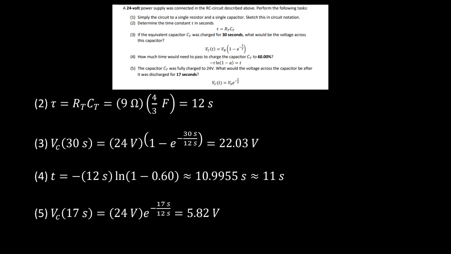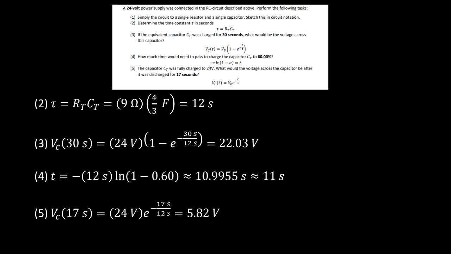VC, or the voltage drop across our capacitor after 30 seconds, would be the power supply, the original battery, 24 volts, times 1 minus e raised to the negative 30 seconds over 12 seconds. 30 seconds coming from how long we've been charging it, and 12 seconds being our time constant. And if everything is plugged in correctly, you should get 22.03 volts.